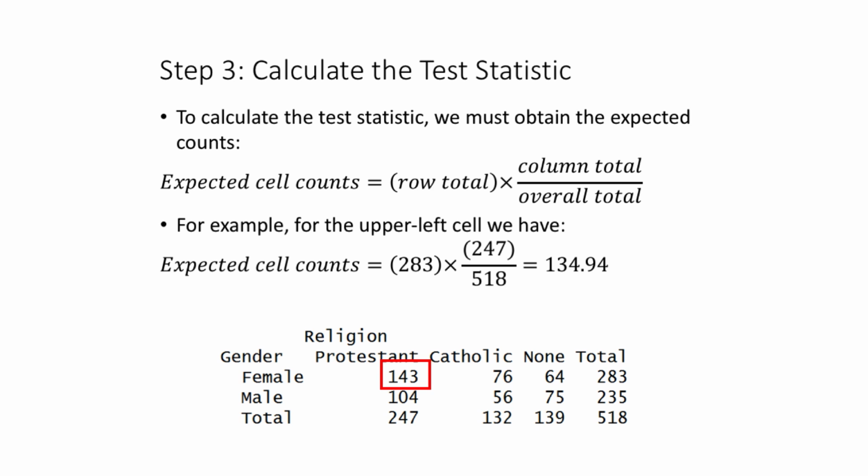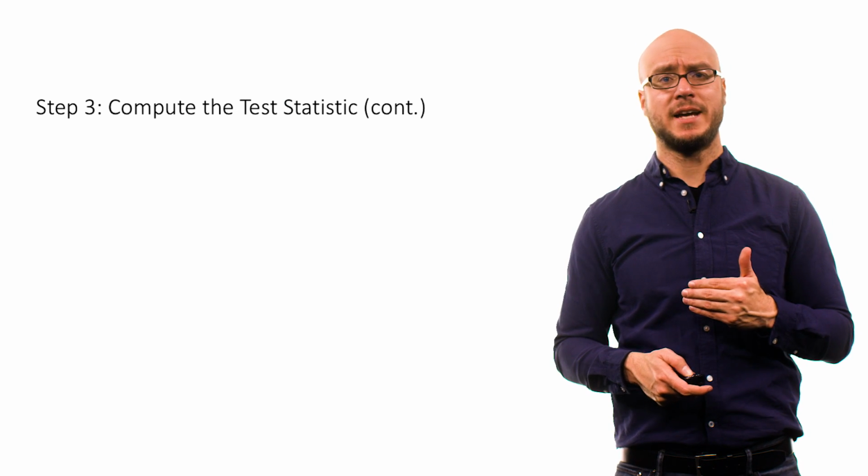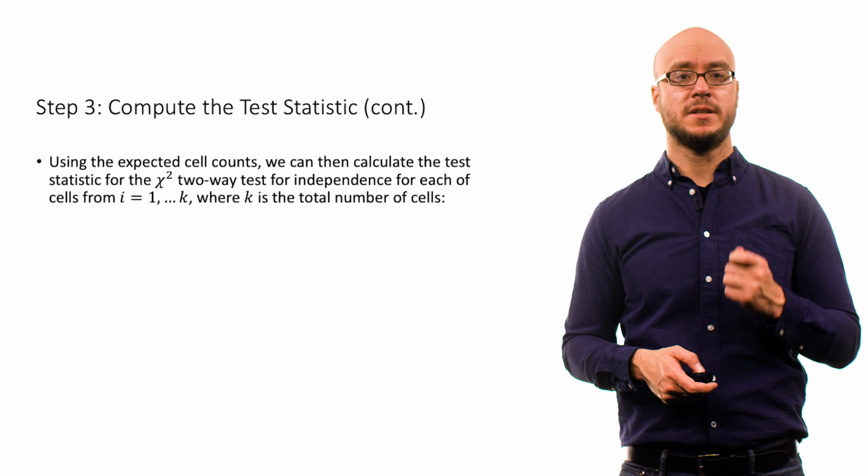Again, it's just a function of the fact that we're taking the row total, so there are 283 females overall, and then we're finding the total number of people who are Protestant, which is 247, and the overall total, which is 518. So the idea is we're going to have 6 cell counts that reflect expected cell counts under the assumption that the 2 variables are not related to each other.